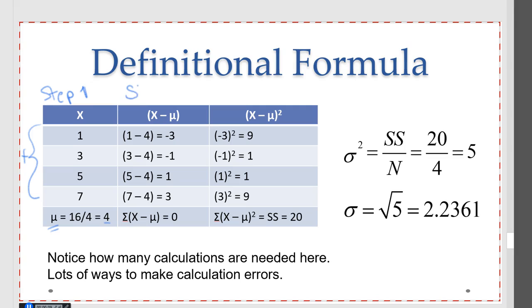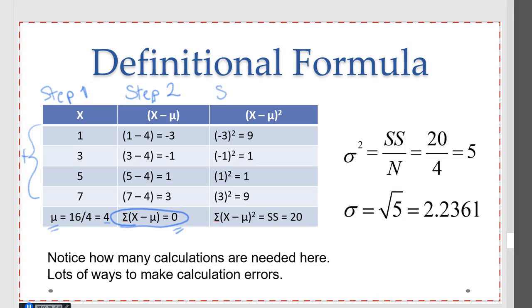Step 2 is to find the deviation score. We subtract the mean from each number, from each x value. So 1 minus 4 is equal to negative 3, 3 minus 4 is equal to negative 1, 5 minus 4 is equal to 1, 7 minus 4 is equal to 3. Now to double check your math in this step, the sum of the deviations always equals 0. So we did this correctly.